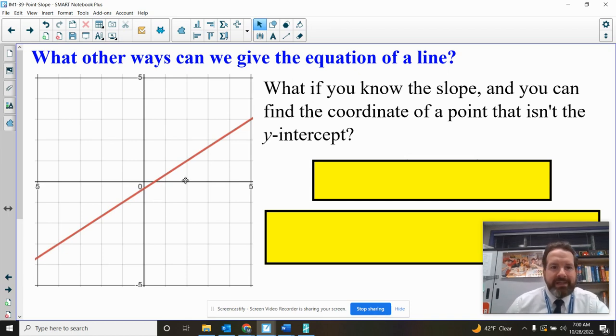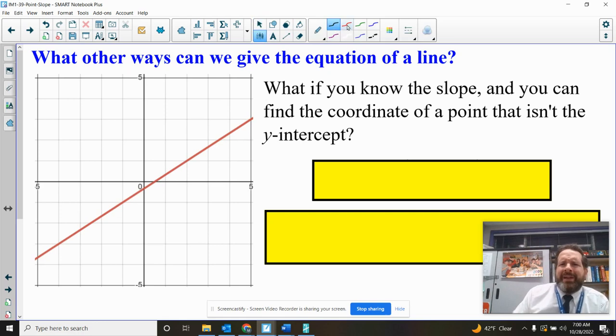But what I do see is that this line goes through this point right here. It goes through the ordered pair 2, 1. Well, is there a way that I could use that information, a point I know about for sure, in order to get the equation of the line? The answer is yes. We just need to know two pieces of information. First, what is a point, and it can be any point, that the line goes through? And second, what is the slope of the line?